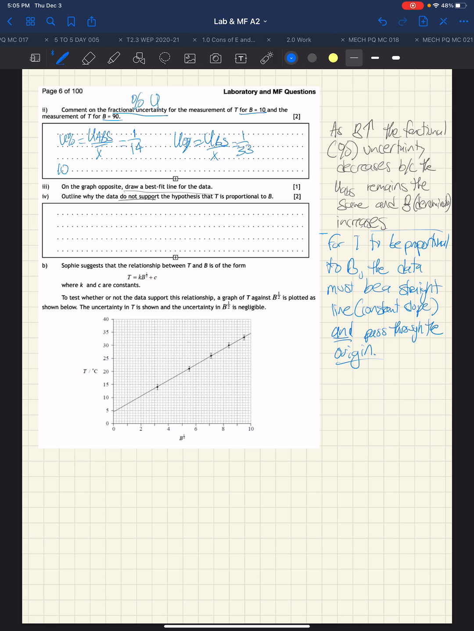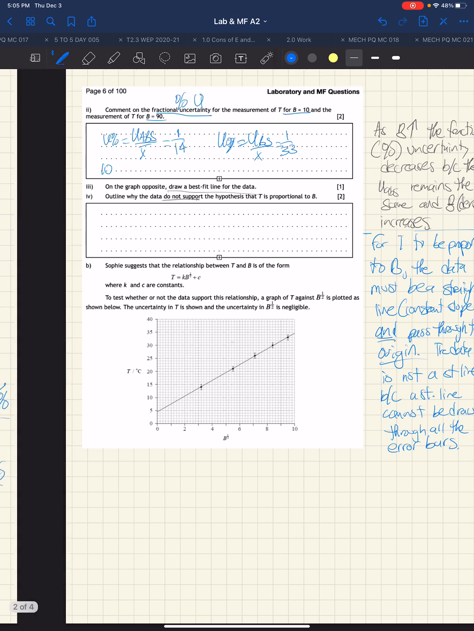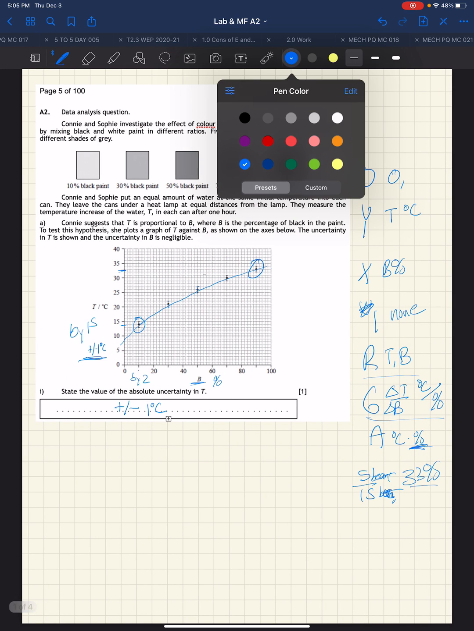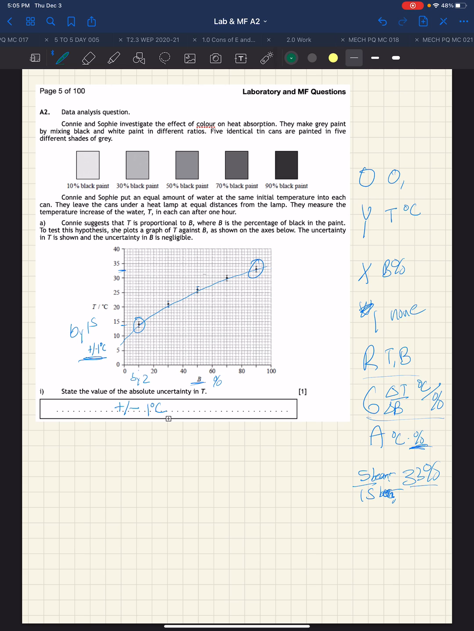This is the physics principle. The data is not a straight line because a straight line cannot be drawn through all the error bars. So again, looking at that graph, if we tried to draw a best fit line, we put a straight edge on there. There is no way to put a straight edge on there and get that line to be straight and pass through all of those error bars.